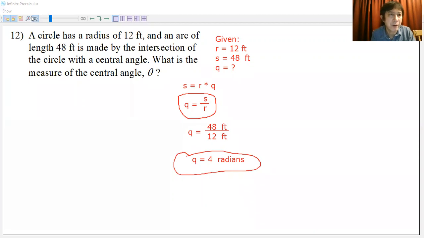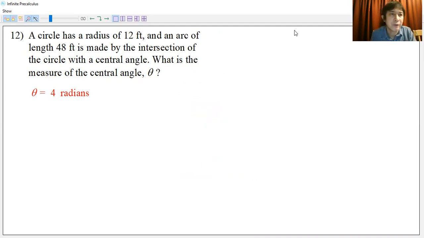We can verify our answer. Theta is equal to 4 radians. And so that's it. Let's continue with number 13.